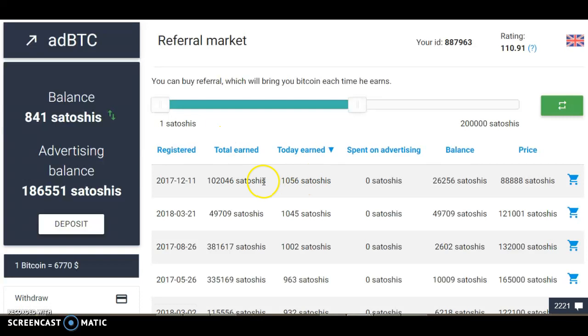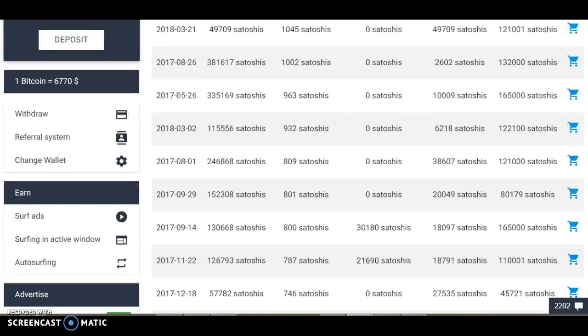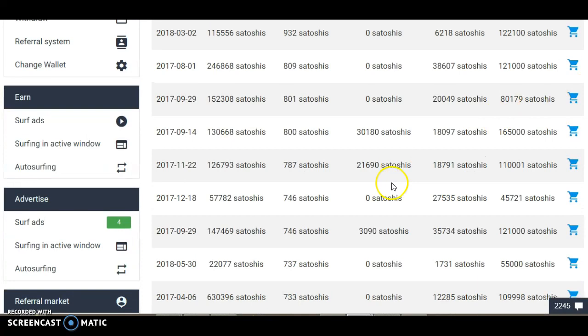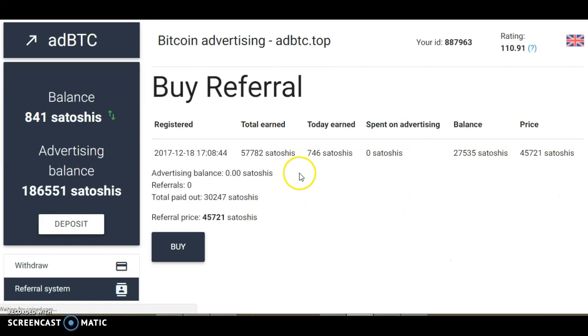Okay, so we can see this person here, they have earned 1,056 for today. And this price is a little bit out of my range. So what I want to do is scroll down here and look at something that's a little bit cheaper. I don't want to spend all of it on just one person. So this one here is at 45,721, and they have earned today, and let's see, they just signed up in December. So this is one that I'm going to go ahead and purchase.